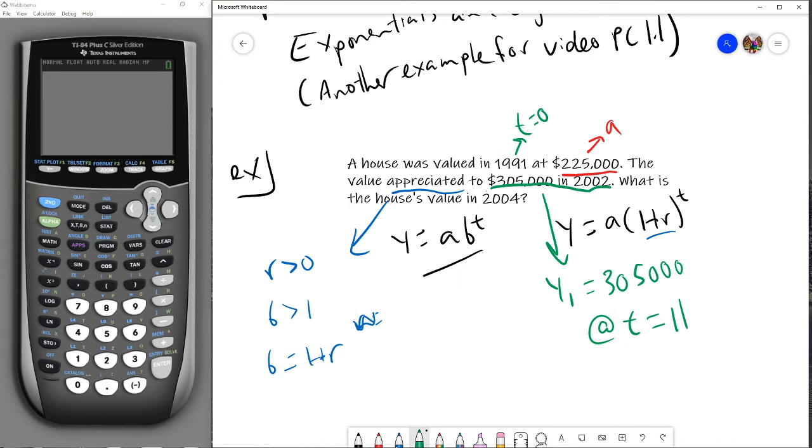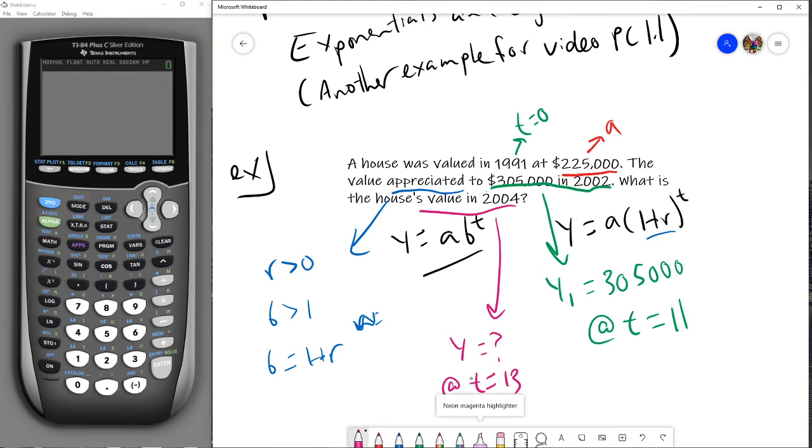So we could think of this information as a coordinate pair. Like, think of a point on a line, x comma y. This would be t comma y. So we have this information here, and we want to know what is the house's value in 2004. So we want to know, what does y equal when t is equal to 13.